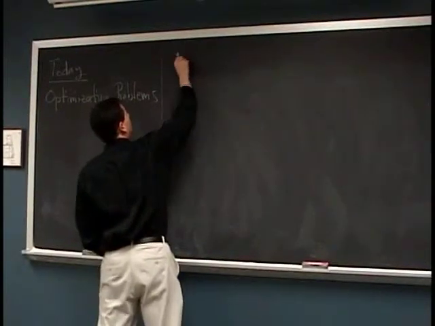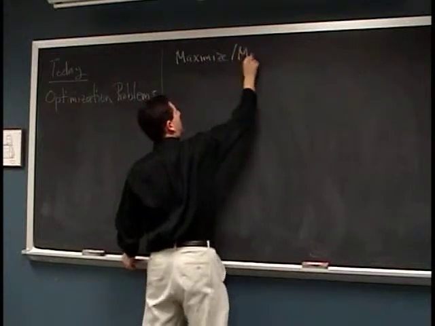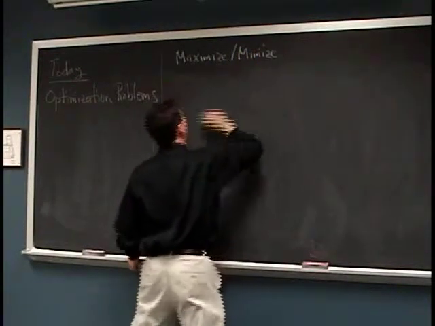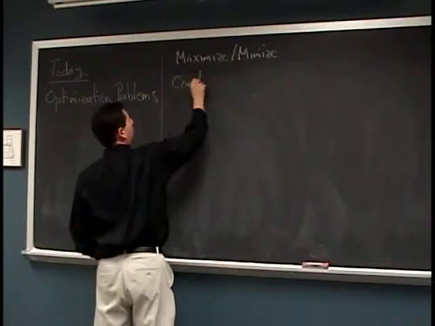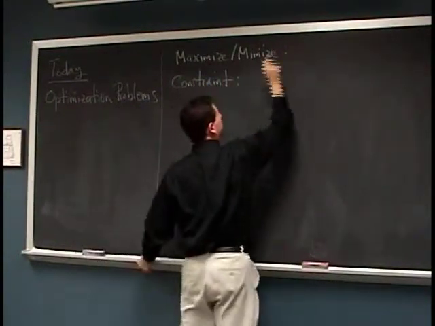So you can either maximize or minimize, and then we're going to have a constraint. And you have to know what those things are.